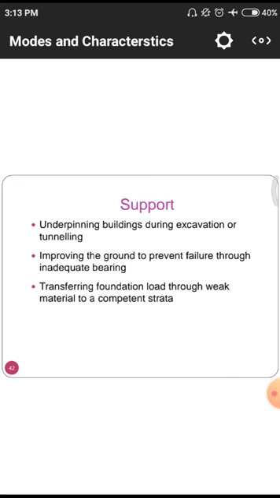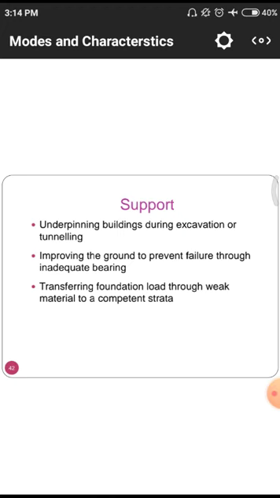First of all, in the supporting technique itself, there may be some underpinning of buildings during excavation or tunneling. Underpinning means that some of the major parts of the structure have to be connected with the surrounding structures or surrounding earth. That means they have to connect these major parts of the structure. Otherwise, there will be deflection. Due to that deflection, the total structure has a tendency to fall down to the ground surface.